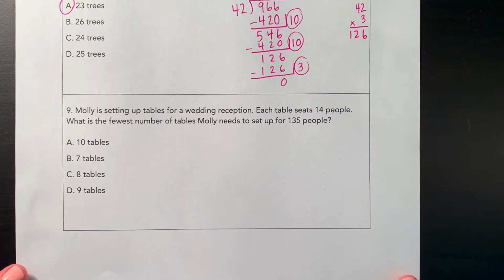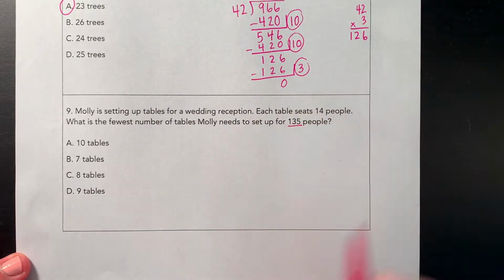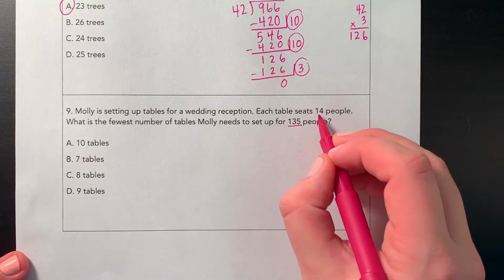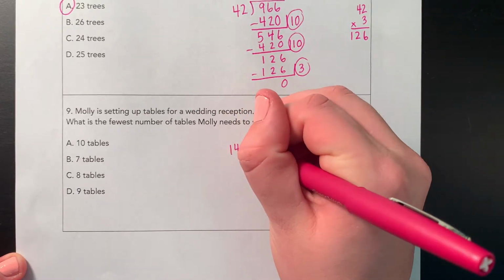Okay. Number 9, Molly is setting up tables for a wedding reception. Each table seats 14 people. What is the fewest number of tables Molly needs to set up for 135 people? So again, we're taking a large number, 135 people total, and we want to split it into 14 people at each table. So it's another division problem.